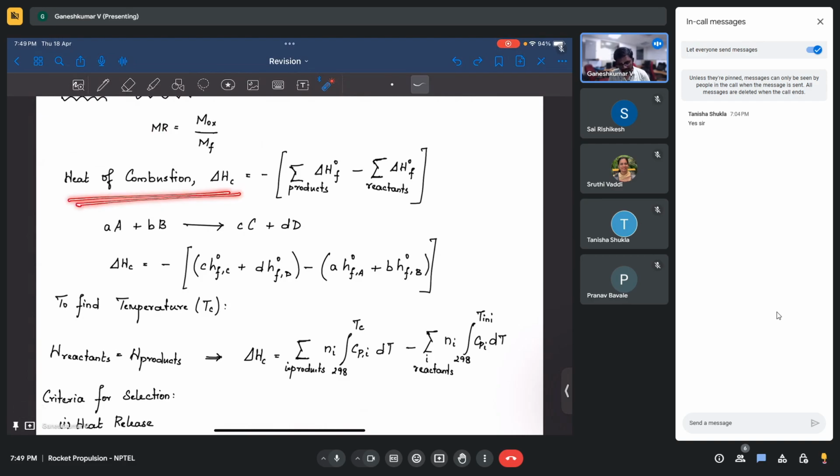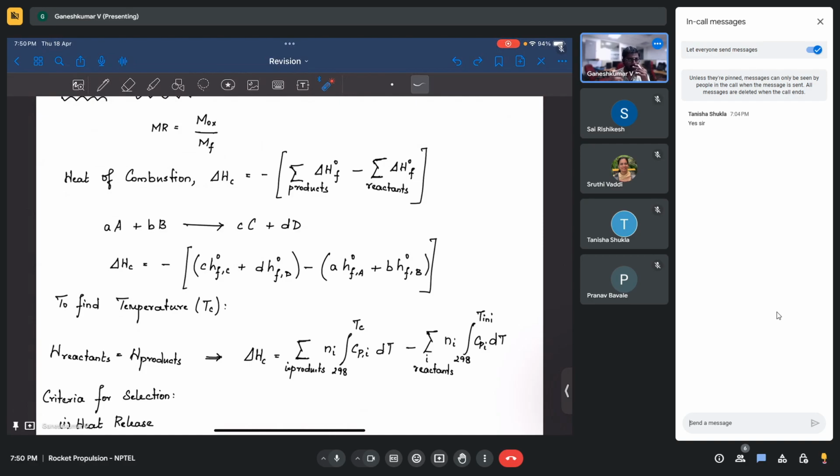Then for that we defined a parameter called heat of combustion. The important concept here is that these fuels and oxidizers have certain energy in them in the form of chemical energy, which you cannot sense. We call it formation enthalpy or formation energy. It's the formation energy which is stored within the chemical compound as part of, let's say, bonds.